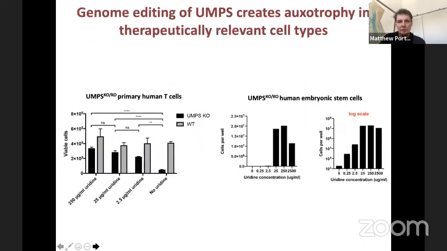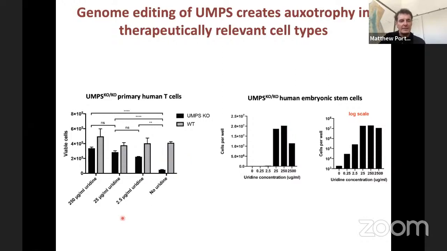And so Volker showed that both in primary human T cells and in human embryonic stem cells, if you made knockouts in the UMPS gene and you withheld the uridine, the cells were unable to proliferate. But if you provided uridine in the culture, you could rescue the proliferation of these cells, in T cells essentially back to normal, and in ES cells back to normal.